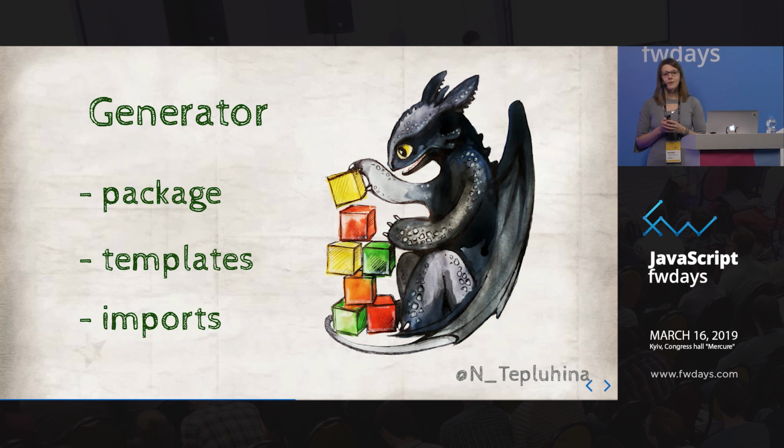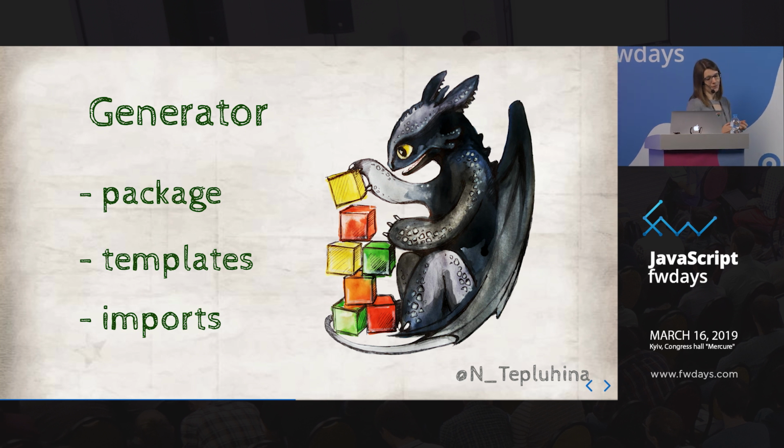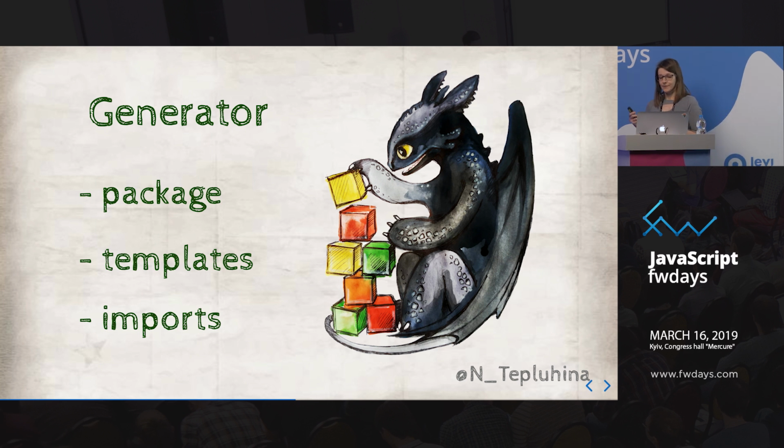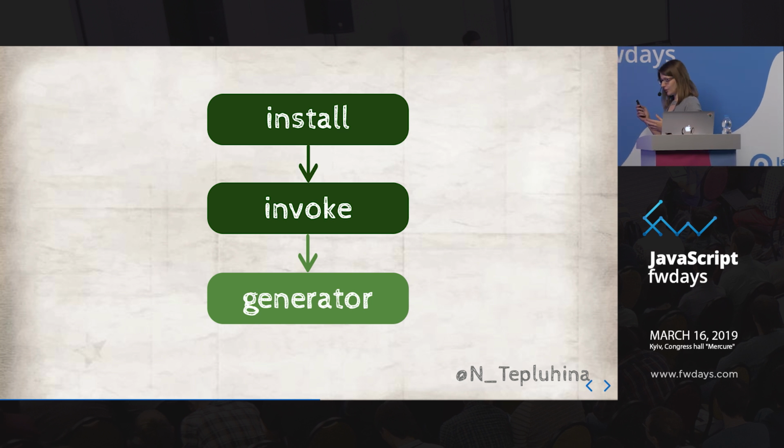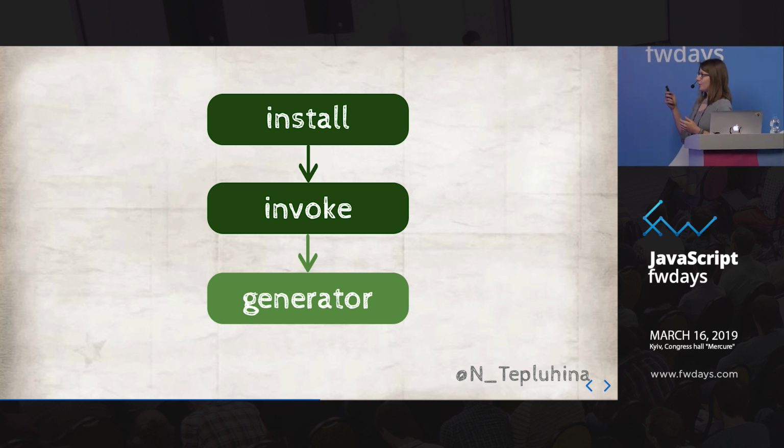Probably it's the most useful part of the whole CLI plugins because it allows you to install all dependencies on plugin invocation. It changes your templates and creates new ones, and it allows you to add new imports. When your plugin is installed to Vue CLI, first, obviously, is install, which is just the yarn add or npm install step. Next step is plugin invocation, when your plugin is actually added to your project. And after this, we have a generator part.